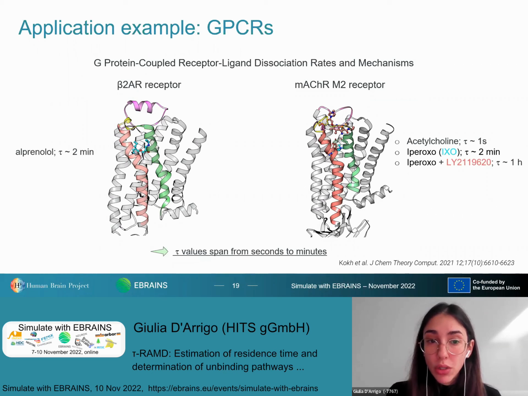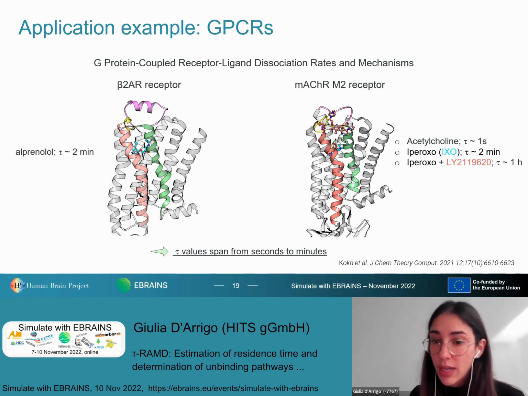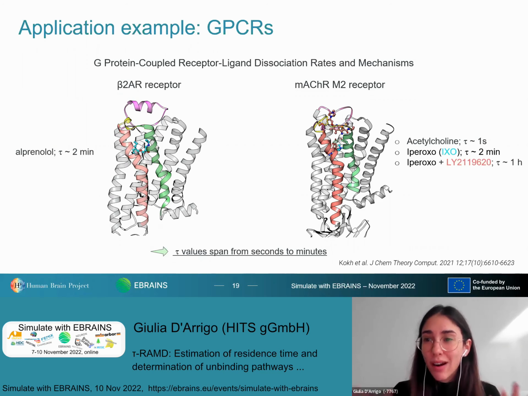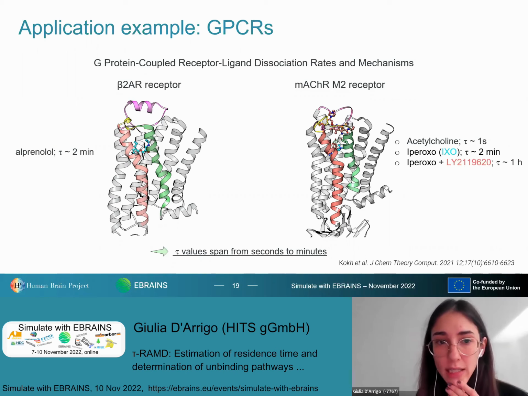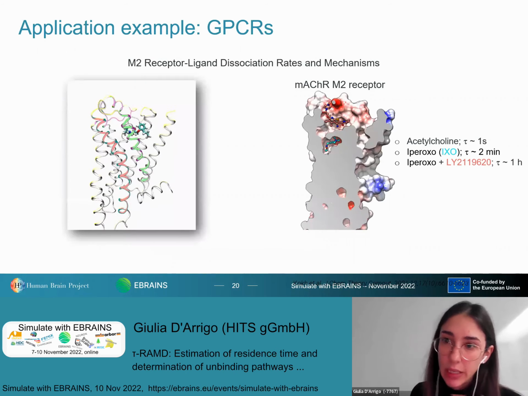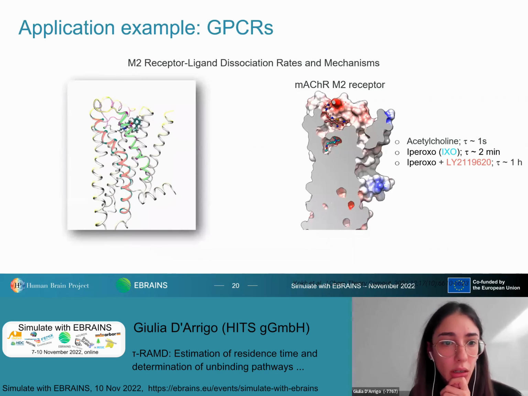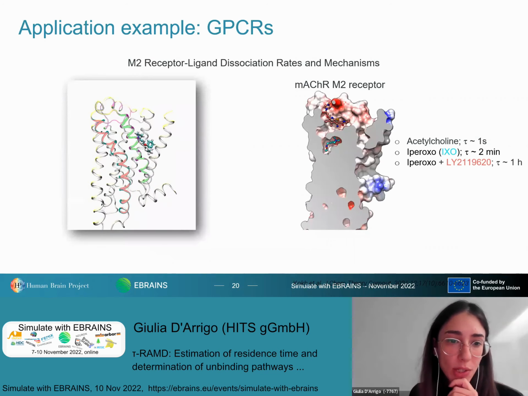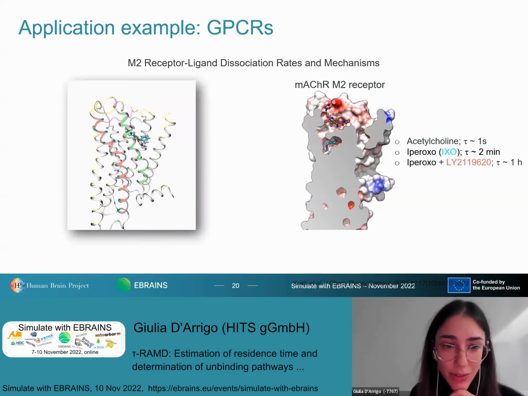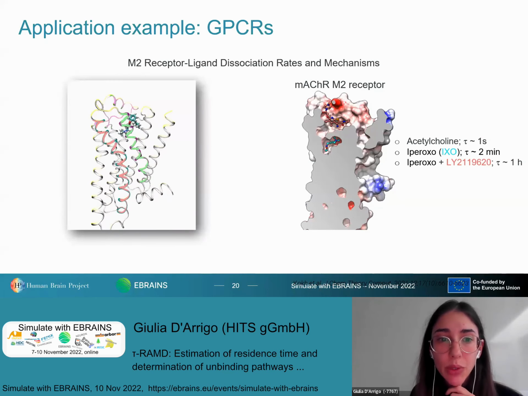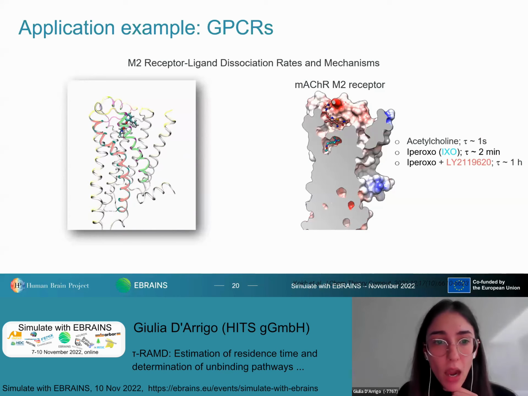What I want to point your attention to is the experimental residence time values, because you can see that they span from seconds to minutes. So we are actually simulating quite a long time. In particular, during the session, we are going to focus more on the muscarinic receptor. And here you can see a representation of RAMD trajectories taken from the M2 receptor with acetylcholine.